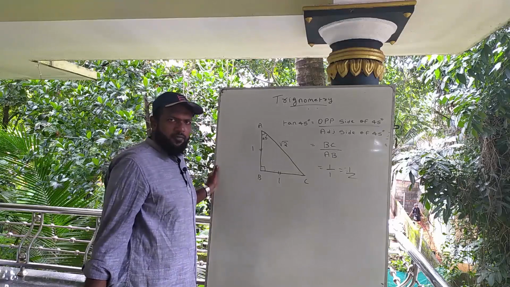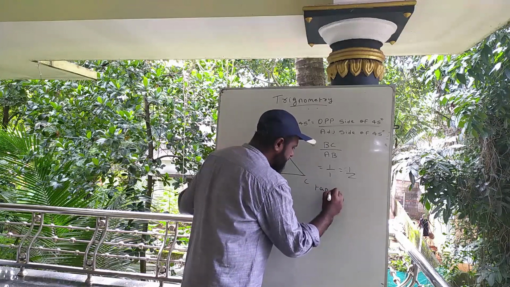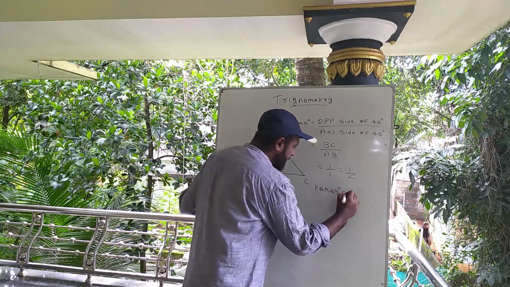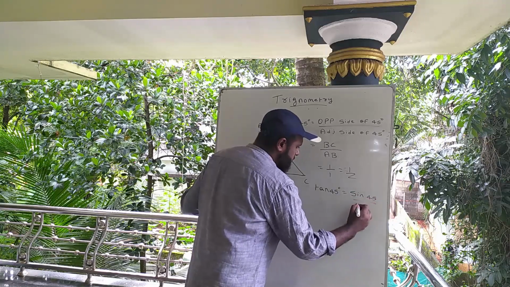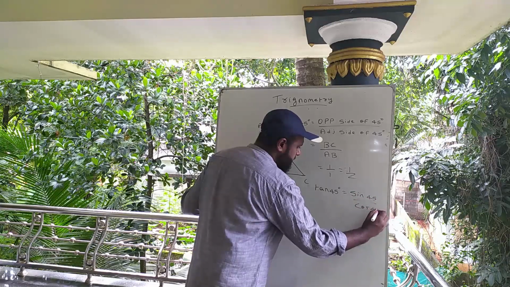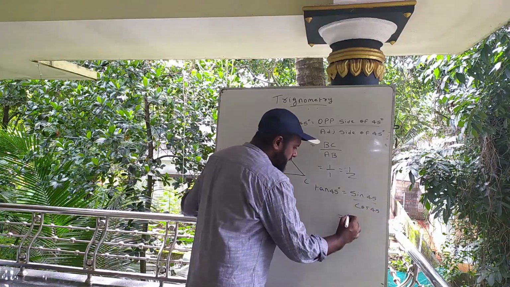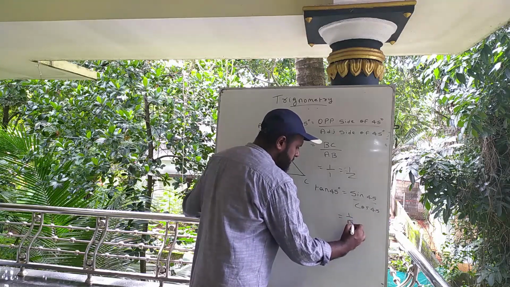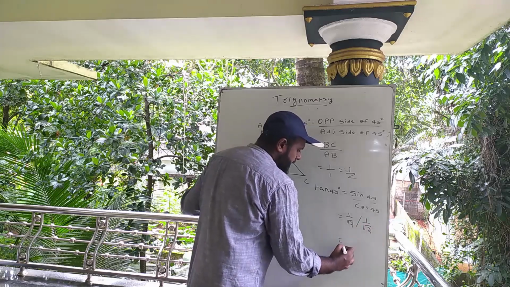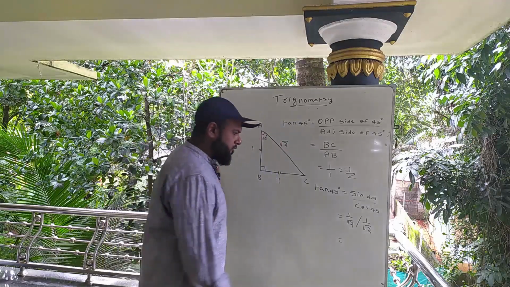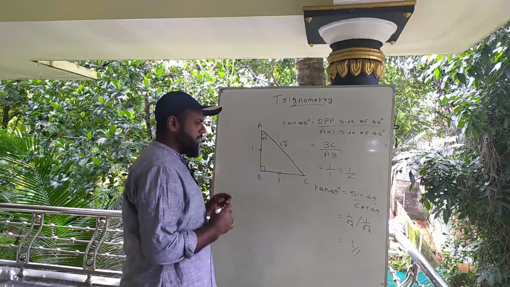We can find tan 45 in another way. Tan 45 equal to sin 45 by cos 45, equal to 1 by root 2 divided by 1 by root 2. A number divided by itself gives 1. That is 1 by root 2 divided by 1 by root 2 equal to 1.